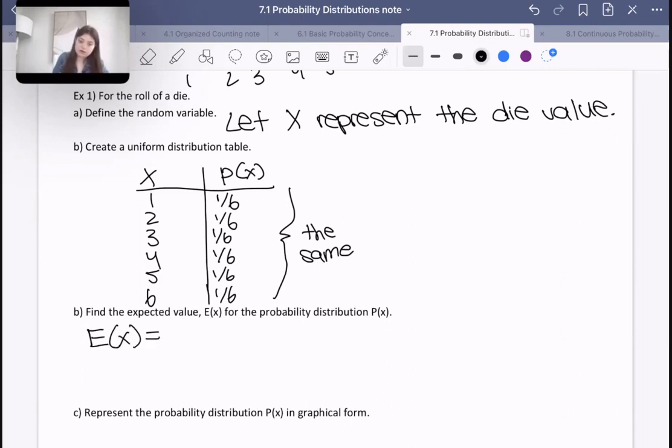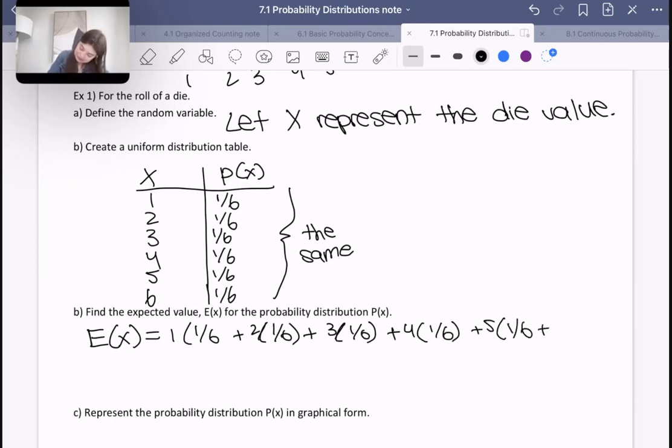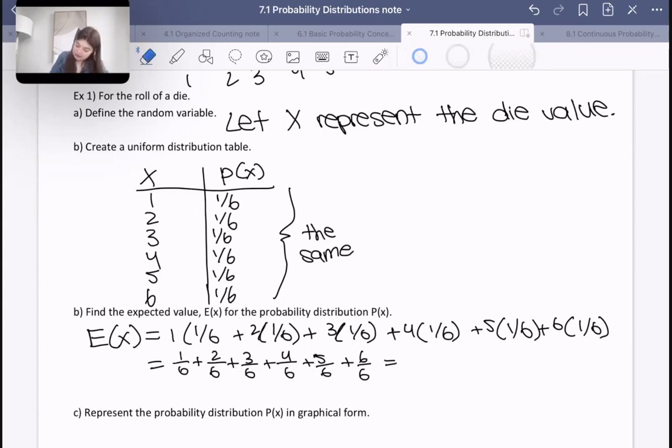So if it's easier for us, we can say 1 times 1/6 plus 2 times 1/6 plus 3 times 1/6 plus 4 times 1/6 plus 5 times 1/6 plus 6 times 1/6, which is equal to 1/6 plus 2/6 plus 3/6 plus 4/6 plus 5/6 plus 6/6. And if we add all those together, we get 21/6.